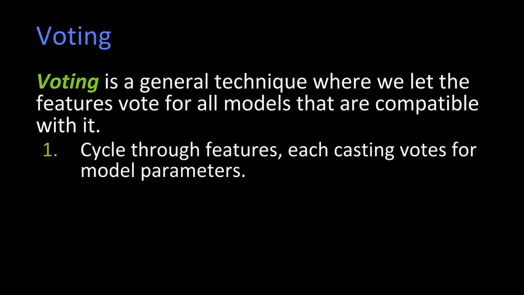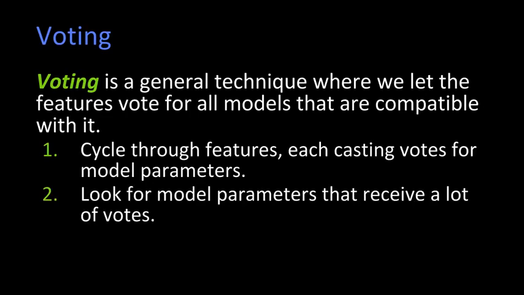We cycle through all the features. Now, today for mostly features, what I'm going to mean is little edge points. All right? And each edge point is going to cast a vote for the model parameters or the different sets of model parameters that it's happy with or consistent with. And when we're all done, we look for the model parameters that receive a lot of votes. And those are the parameter models that we're going to instantiate.